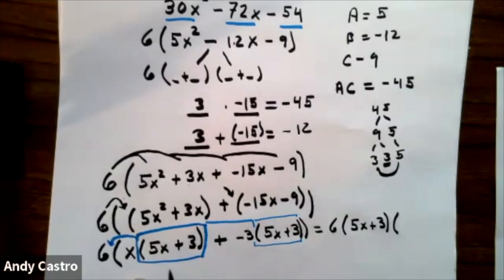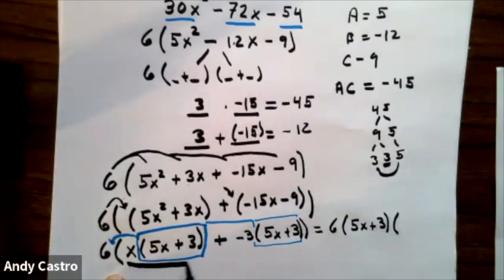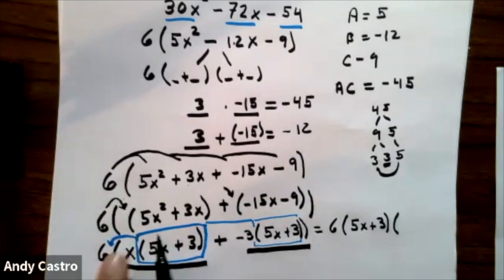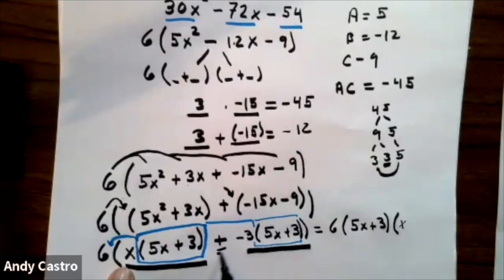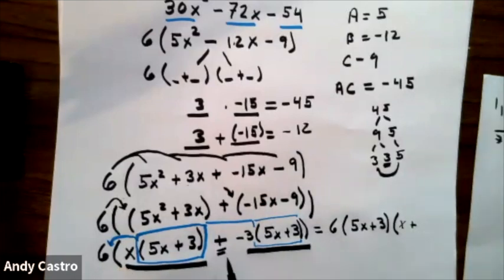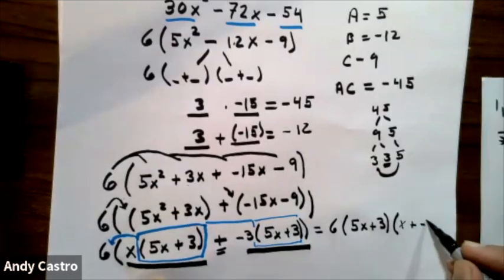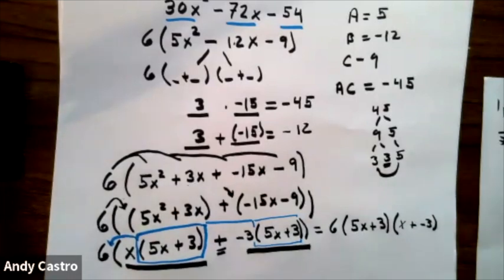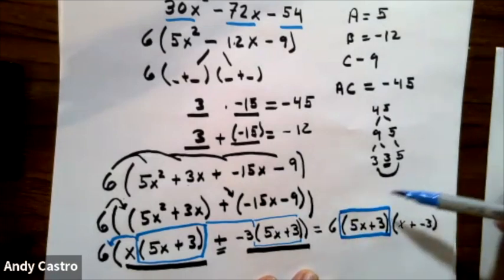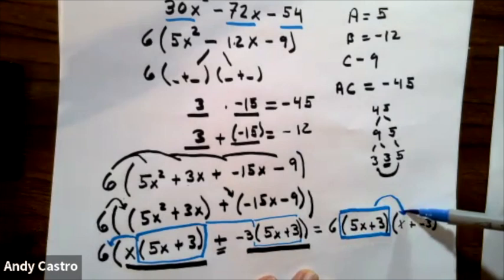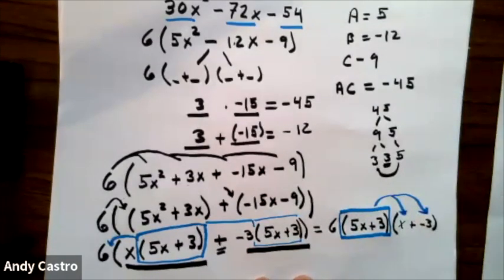And then what I'm left with here, there's a term. If I take out the 5x plus 3, I'm left with an x plus, over here, I'm left with a negative 3. Okay. So notice that if I were to take this right here, just like distribution, and I were to distribute it here and here, like we would, right?